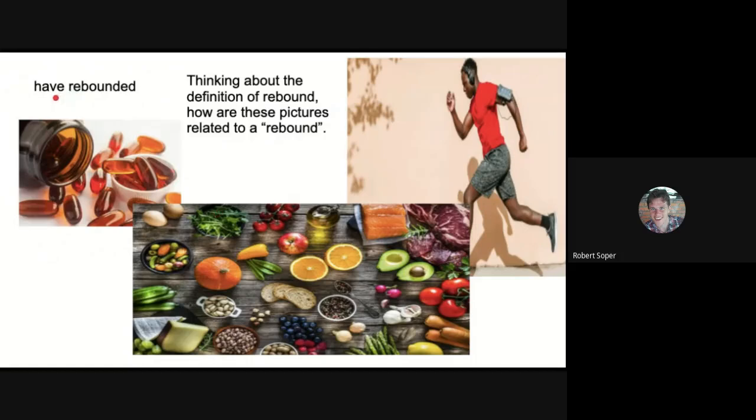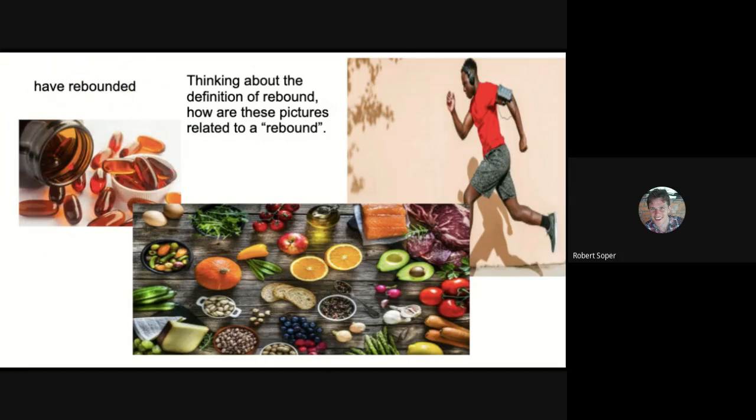All right, this is our final slide. So we're going to think about this one, have rebounded. Think about what rebound is. So what does have rebounded mean? Well, rebound means to bounce back from.